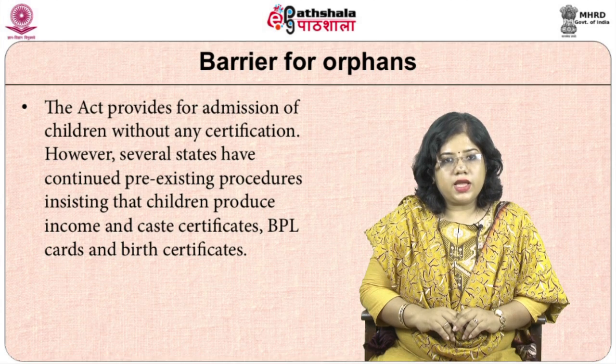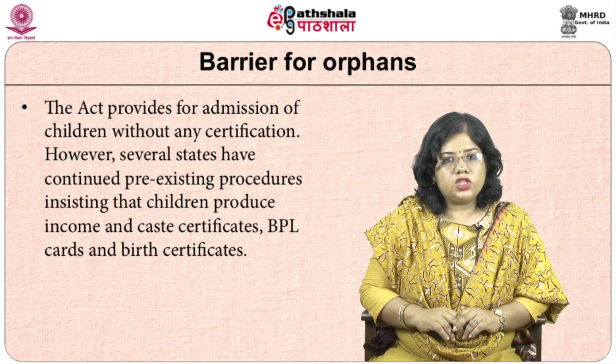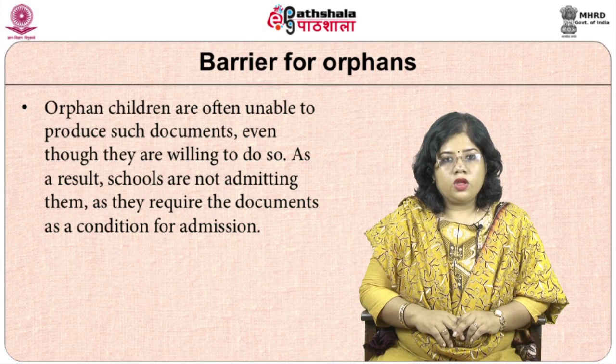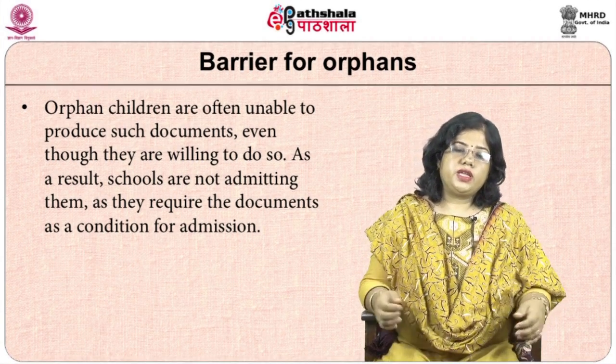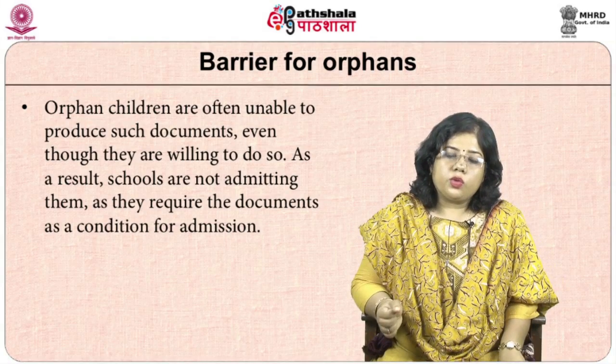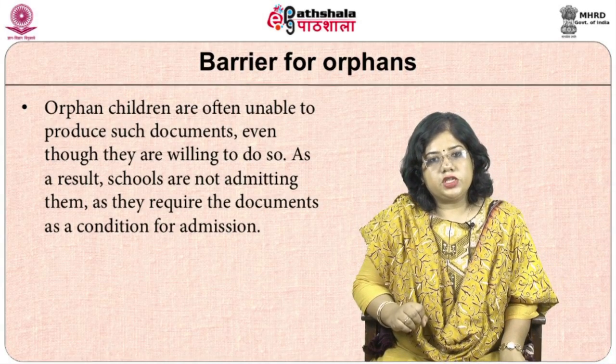Barriers for orphans. The Act provides for admission of children without any certification. However, several states have continued pre-existing procedures insisting that children produce income and caste certificates, BPL cards and birth certificates. Orphan children are often unable to produce such documents even though they are willing to do so. As a result, schools are not admitting them as they require the documents as a condition for admission.